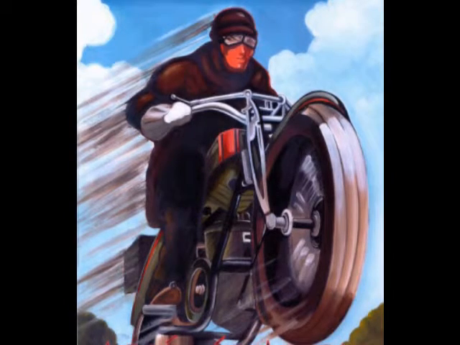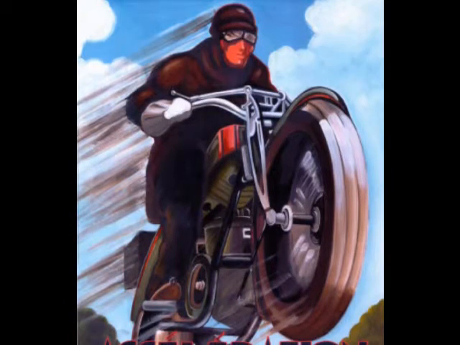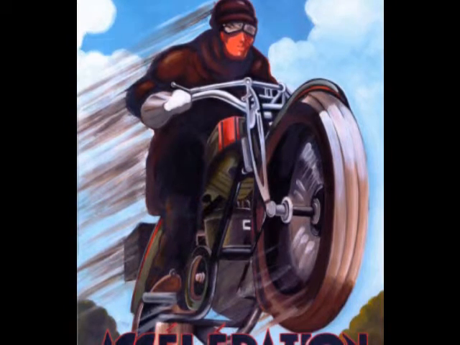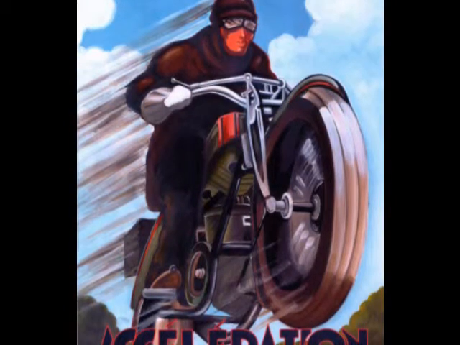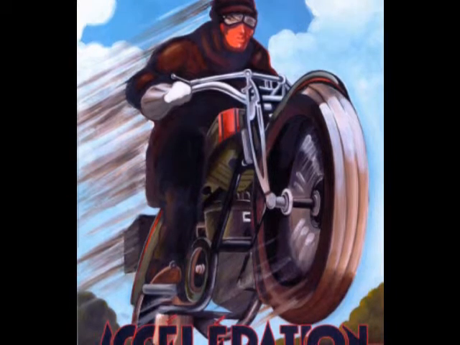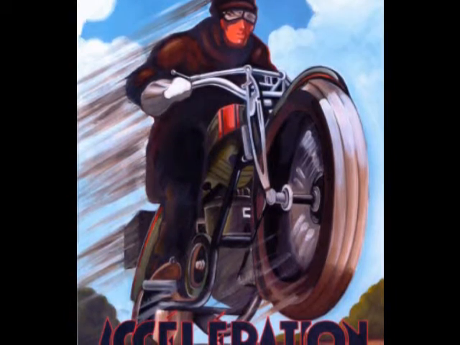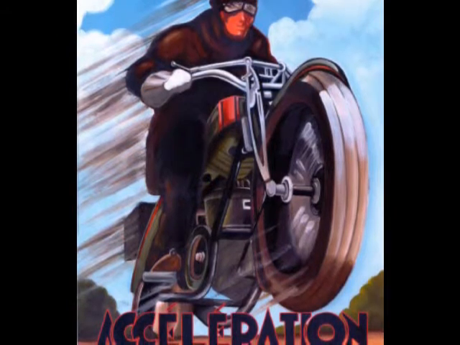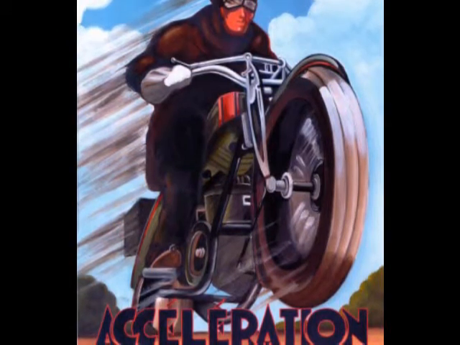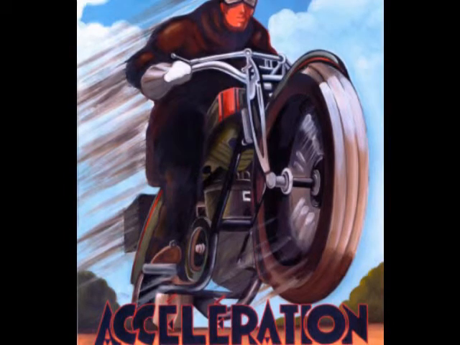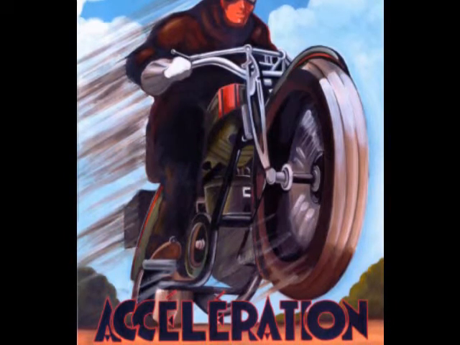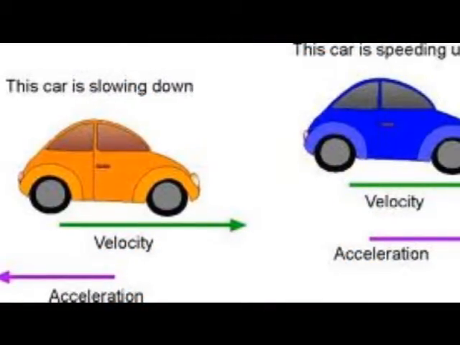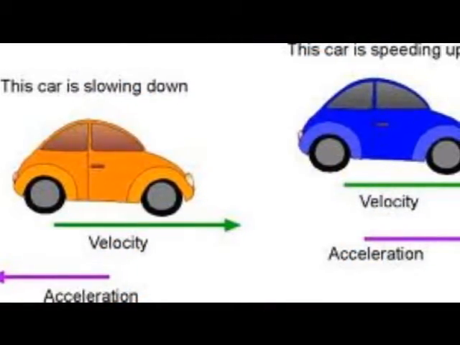For example, a car slows from 7 meters per second to 0 meters per second in 3 seconds. To find the acceleration, you subtract 0 minus 7 to get negative 7 meters per second. Then you divide it by 3 seconds to get negative 2.3 meters per second squared. When velocity is constant, the acceleration is 0.